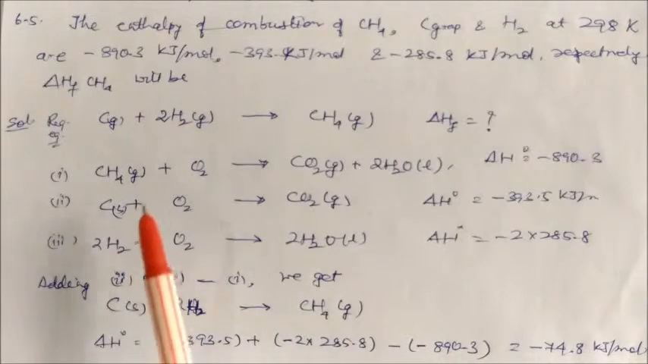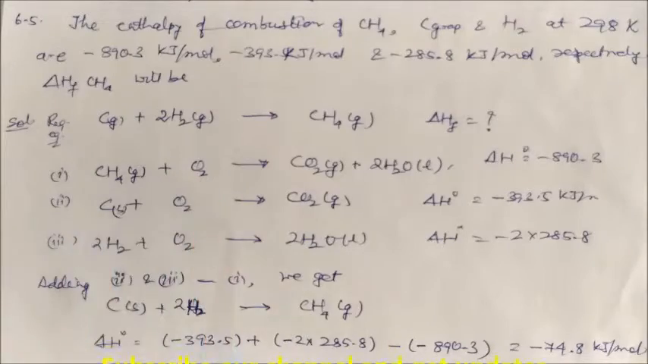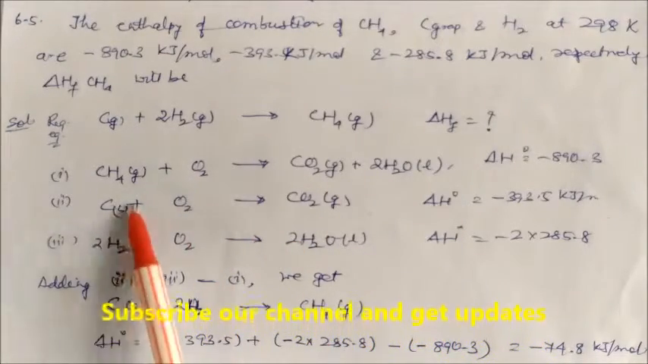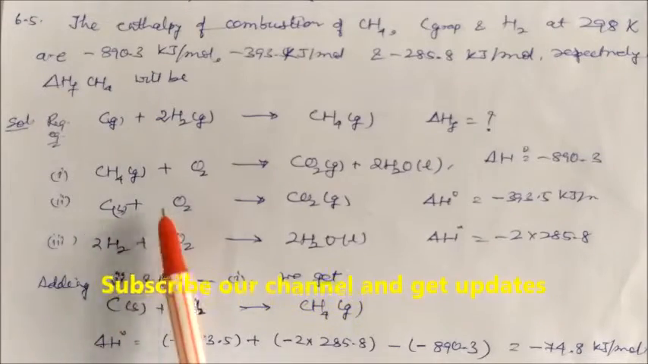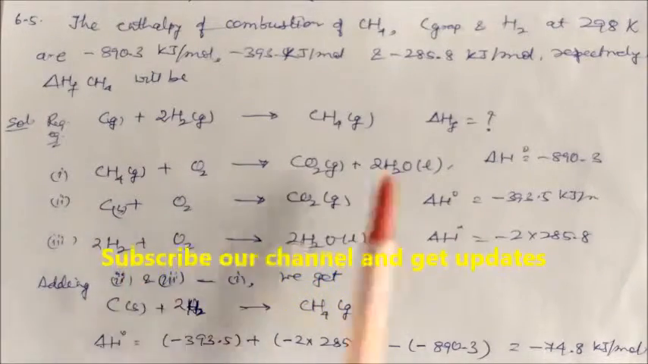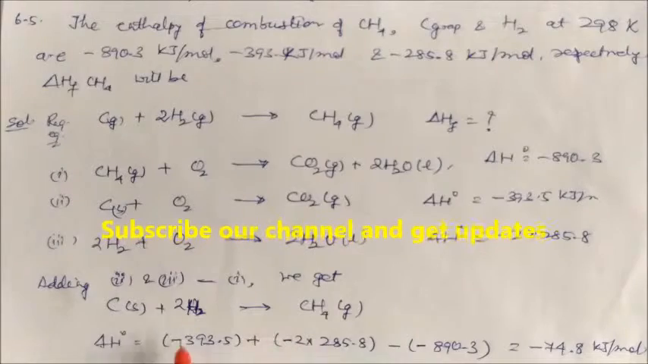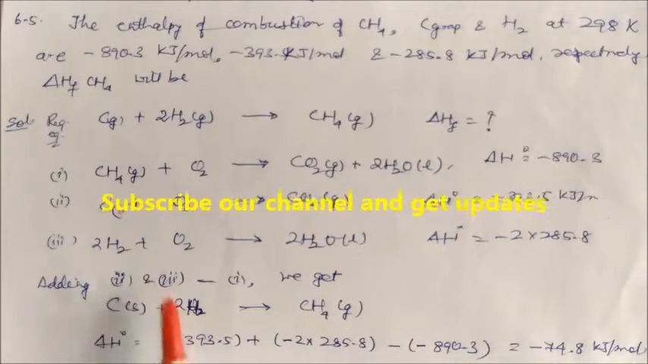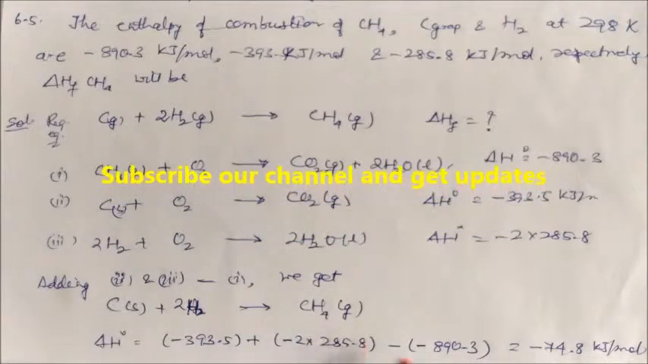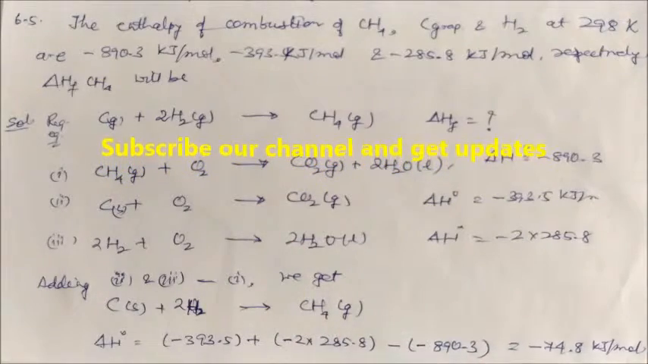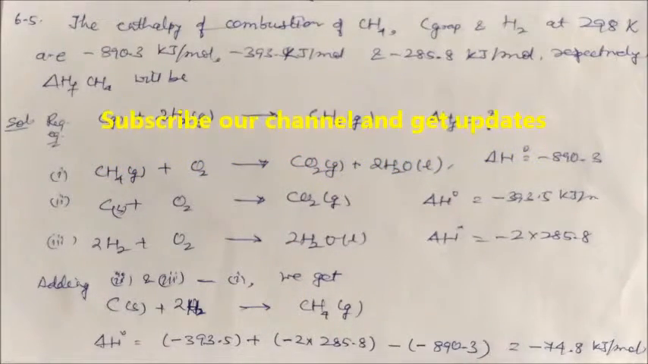So we will take the second value and third value, add these two values and subtract the first value. This will give you the heat of formation of methane. Just substitute the values: the second and third, and subtract the first one. So this is our answer. The heat of formation of methane will be minus 24.8 kilojoule per mole.